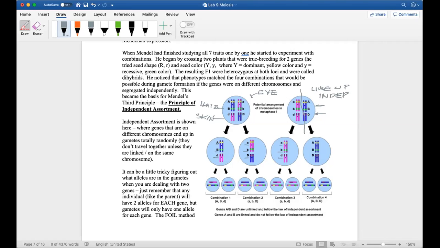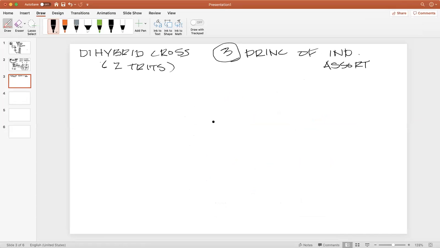Well, let me show you. Let's go back to my PowerPoint. Okay, back to the PowerPoint. So in this dihybrid cross, I want to look at two traits. We were looking before at seed shape, and we had big R, little r, and you already know that means round and wrinkled. Let's also look at seed color, and let's say that capital Y stands for yellow, and it is dominant to little y, which stands for green.